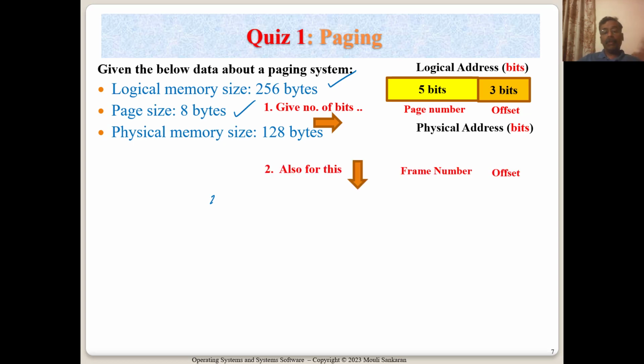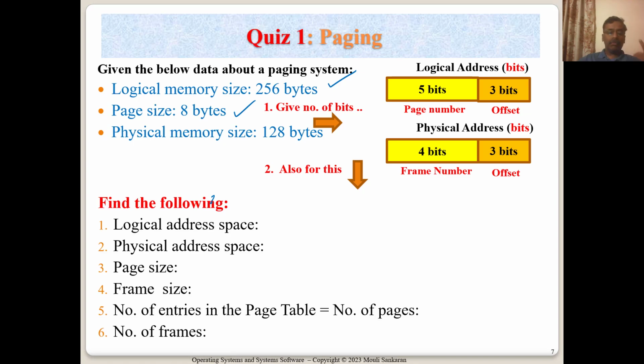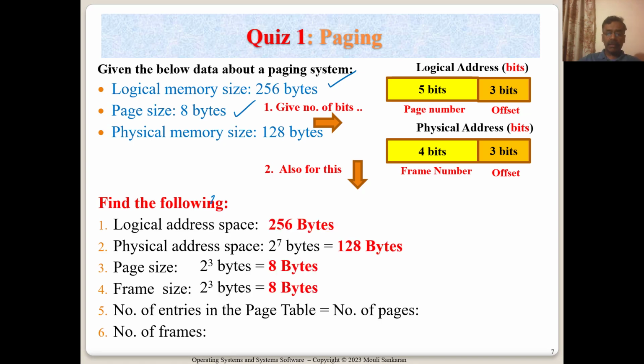And then what about the frame number? There are 128 bytes in total. You knock off 3 bits for the offset, which means 7 bits in total, out of which 3 are gone, so you will have 4 bits for the frame number. So the number of frames is 2 to the power 4, 16 frames. Can I guess these values? Yes, because I have already given the page size and frame size. Other sizes are already given.